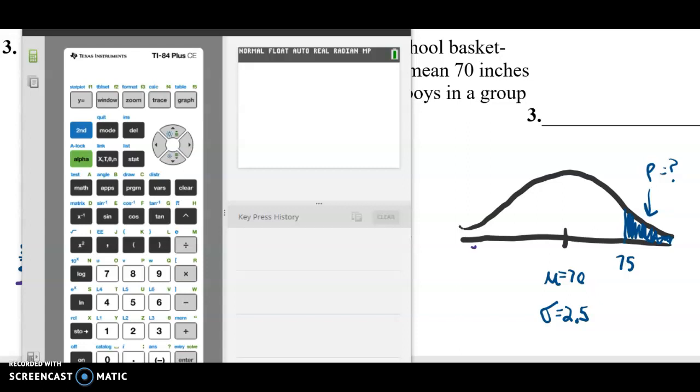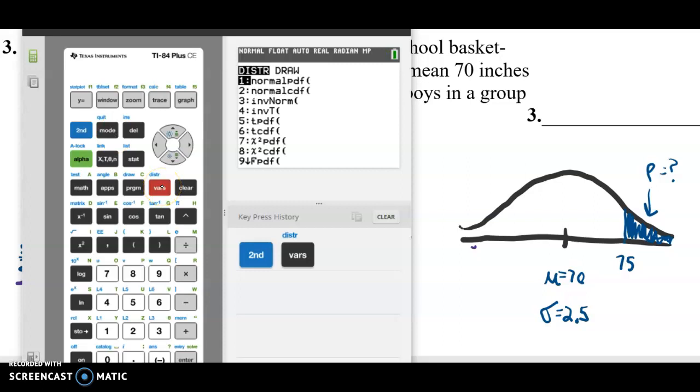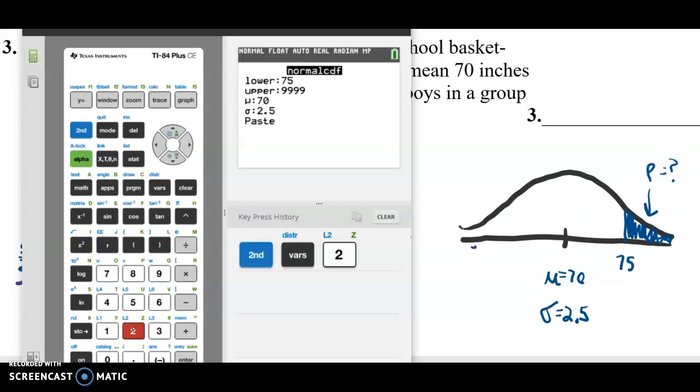To do this using our calculator, we're going to press second vars, which is where we get distributions, and then we're going to choose the second option, which is normal CDF. In our lower limits, you're going to follow your graph until you have the lower bound of your shading, which is at 75. For your upper limits, you need to go at least 4 standard deviations out from the mean, but I usually just like to pick a really high number, so I put 9999.